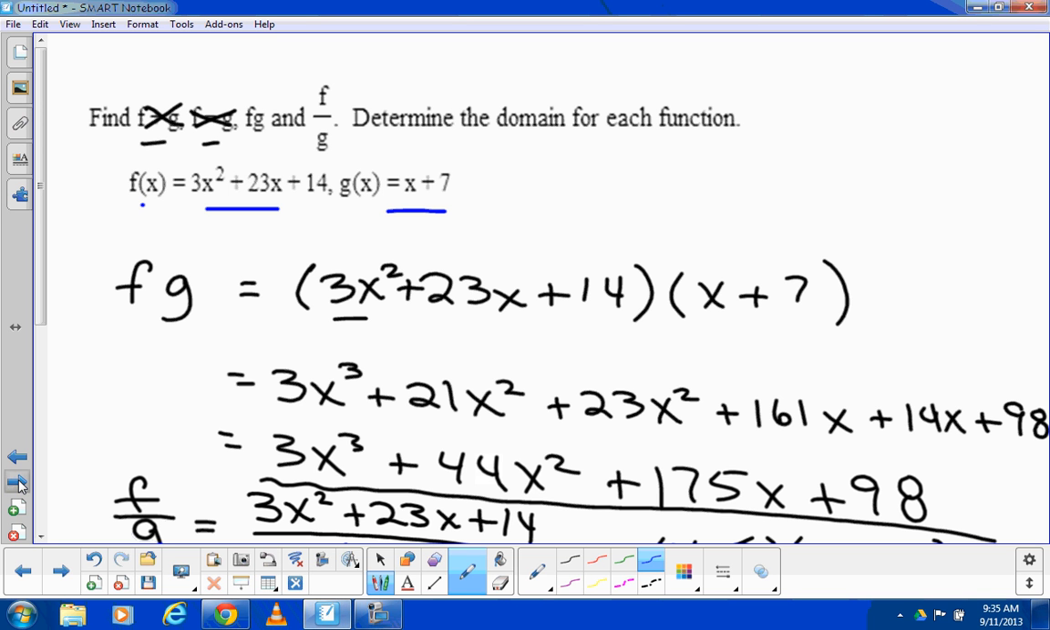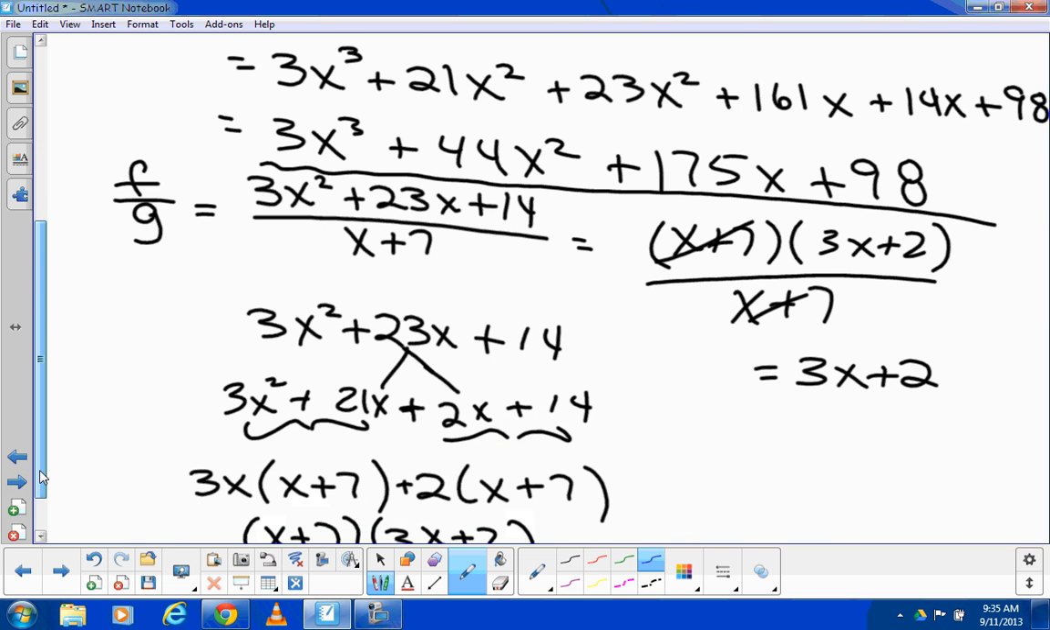Now, y'all see why I'm getting -7? It's not because it makes it 0 there. It would make it 0 right there. I'm not going to worry about writing that one down because it's so similar.